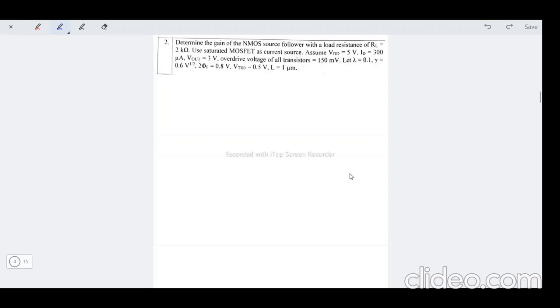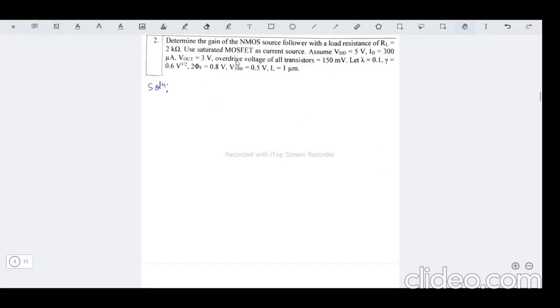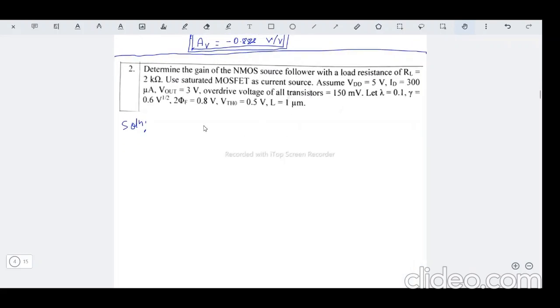We look into problem 2. The problem 2 which is given is on source follower. We know source follower is nothing but common drain configuration, common drain amplifier.